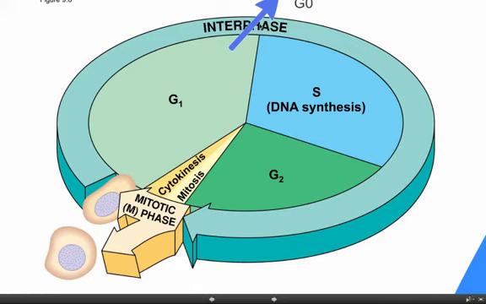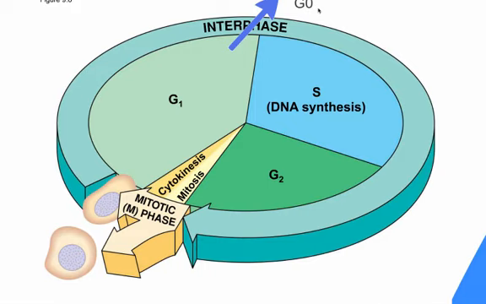So if cells do not need to divide for whatever reason, they're going to go into this G0 phase. Most cells spend most of their time in G0. This is, again, when the cell is doing its job. It's not preparing to make new cells, but it is just simply performing its function.